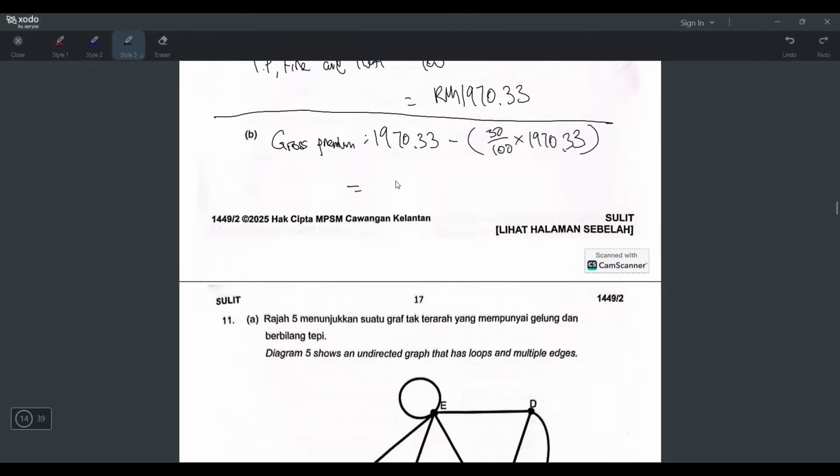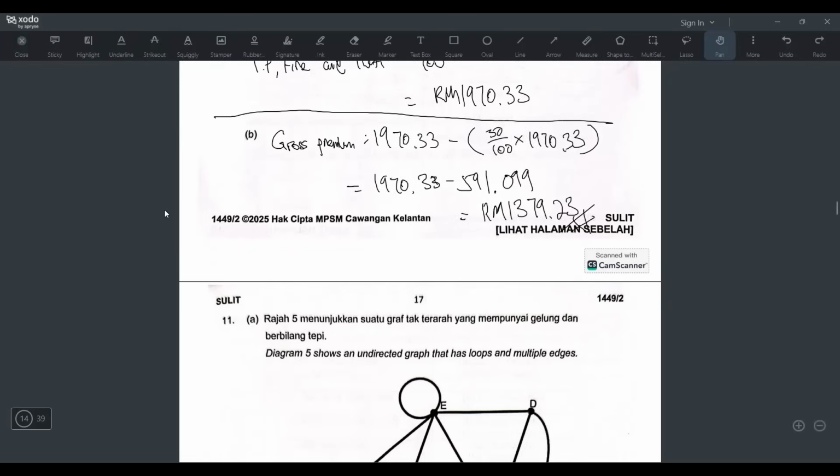Okay, so what is the answer? 1970.33 minus, press this first. So 30% multiply with 1970.33. 591.099. And then now 1970.33 minus the answer. Okay, 1379.231. But again, it's RM. RM must have how many decimal places? 2 decimal places. So 231, but the 1 we never write it. So this is the gross premium: 1,379 ringgit 23 cents.